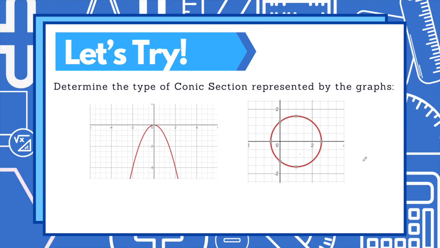Now let's try to determine the conic section represented by the following graphs. For the first graph, since it is curved, we can definitely assume based from the four options of circle, parabola, ellipse, and hyperbola that this graph is a parabola. For the next graph, it is perfectly circular, therefore this conic section is a circle.